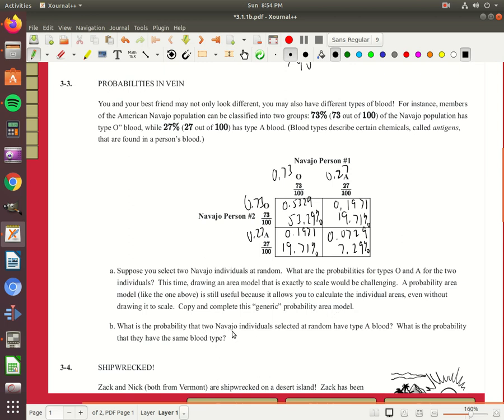Okay, so what's the probability that 2 Navajo individuals selected at random have type A? We said it was 7.29%, so it's pretty unlikely they would both have A. What's the probability that they have the same blood type? Well, this is a different question, right? This question, there's a chance they both have O, and there's a chance they both have A. So I have to add those together, and I'm going to get 60.58%. So 60.58% they have both the same, but only 7.29% that they have type A.